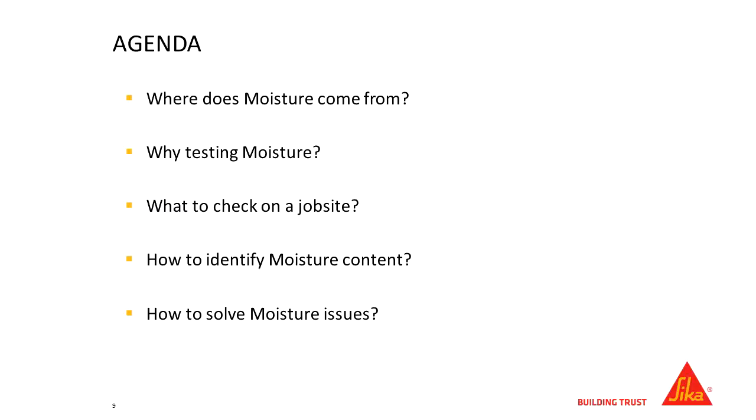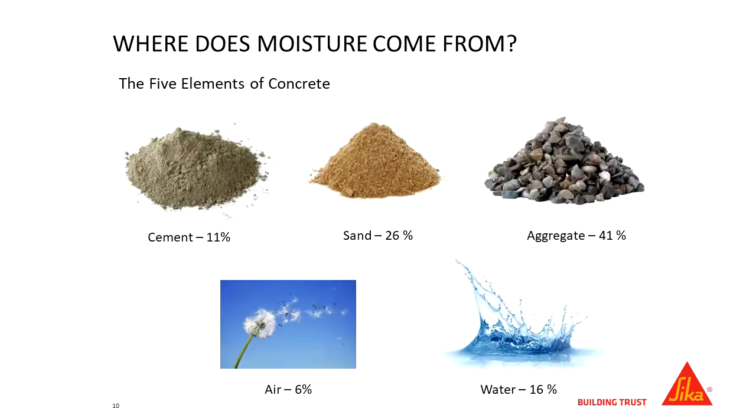I have an agenda to give you an idea of what we're going to discuss here on the webinar. Where does moisture come from? Why do we test for moisture? Why is it important? What to check for on job sites? How to identify moisture content? And how to solve moisture issues? I know Bill in the beginning talked a little bit about Q&A. We'll have a Q&A session at the end, so if you want to ask questions then, you can as well. But we'll get right into it here with some of these agenda items so that we can start moving along.